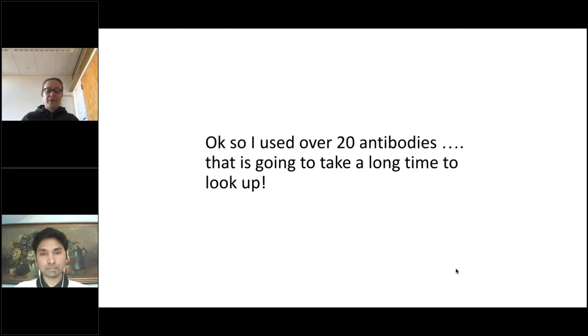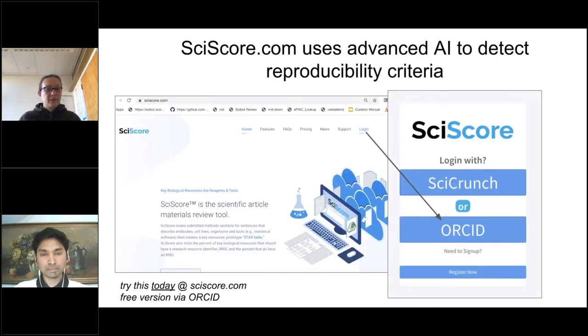And with the young investigators here, you're probably thinking, hey, I want to publish in one of these journals, and I'd like to do this RRID thing, but I use a whole bunch of antibodies. That's going to take a long time to do this lookup one by one. Well, we might be able to help you. There is a tool called SciScore, which is a commercial tool that we have gotten funding for through the SBIR mechanism. But if you go through the ORCID login, then you can access it for free.